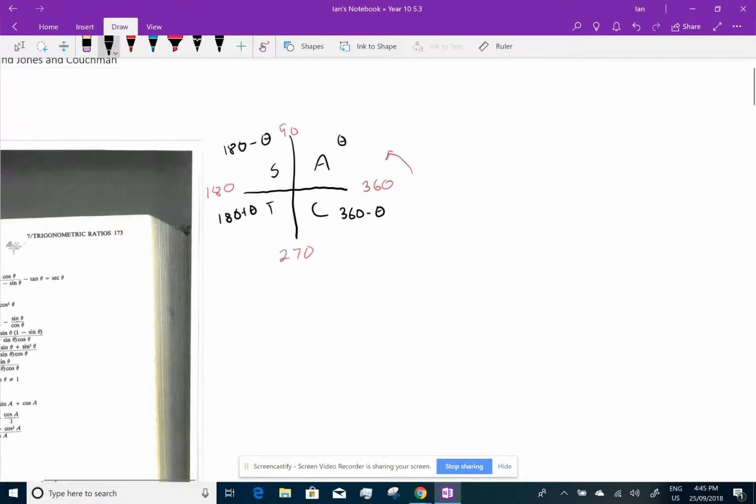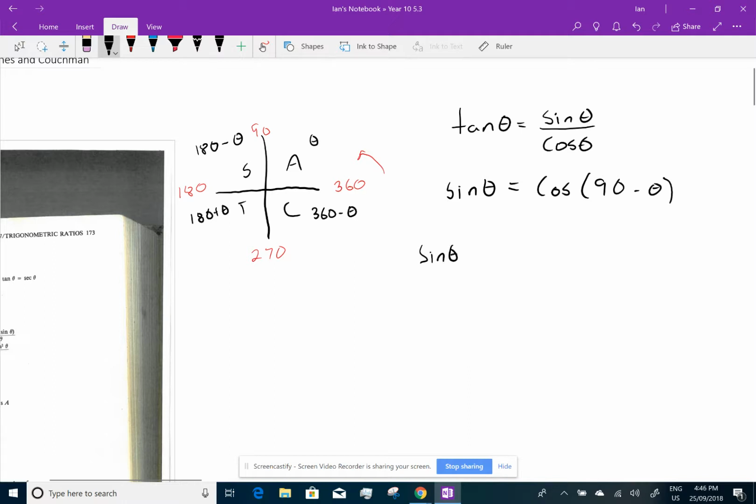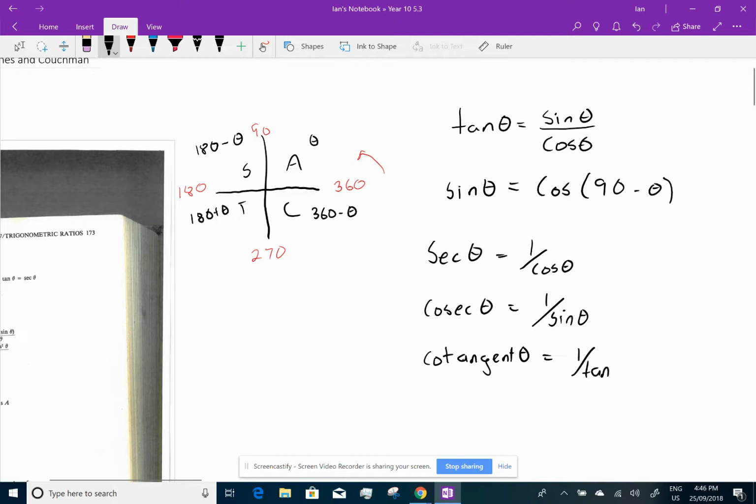The other things I'm going to need with my trig identities are things like tan theta equals sine theta on cos theta. We also need to know that sine theta equals the cos of its complement. You probably need to know all your reciprocals, so sec theta equals 1 on cos, cosec theta is a reciprocal of sine, and cotangent equals 1 on tan. They'll probably come in helpful.